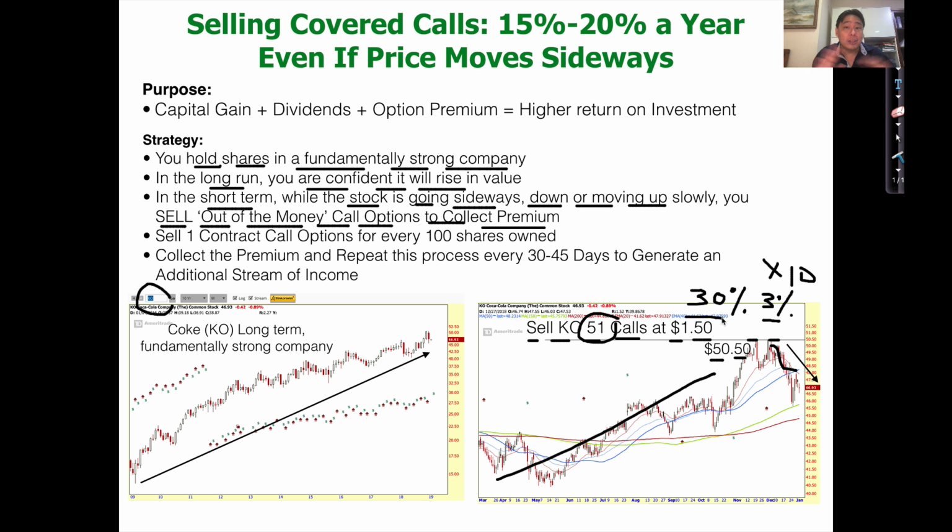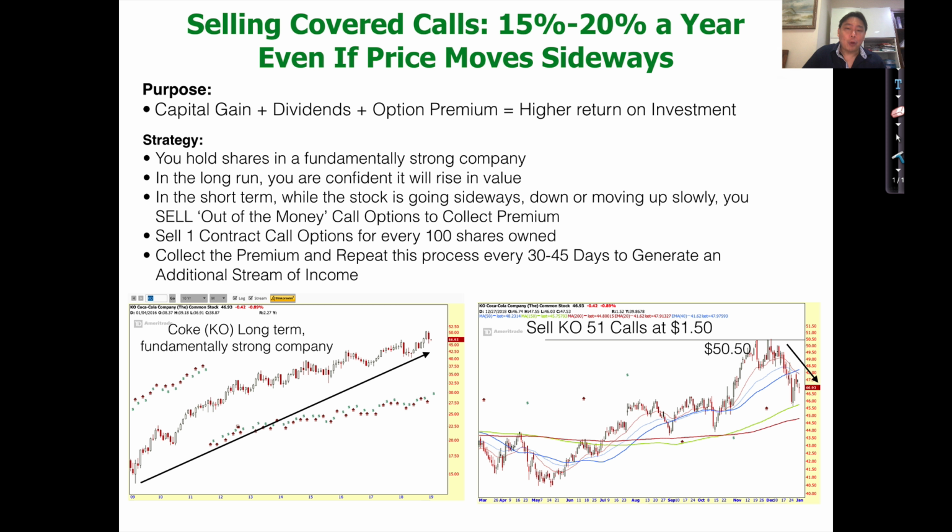So again, to be conservative, I'm not even talking about 30%. If you were to just do this for 8 or 9 months, you're making an additional 15 to 20% return a year on your investments, even if the price goes sideways. So I believe you can now see how simple and powerful options are, how they can help you to generate additional income, increase your return on investment, and lower your costs and risk as an investor, as a trader.